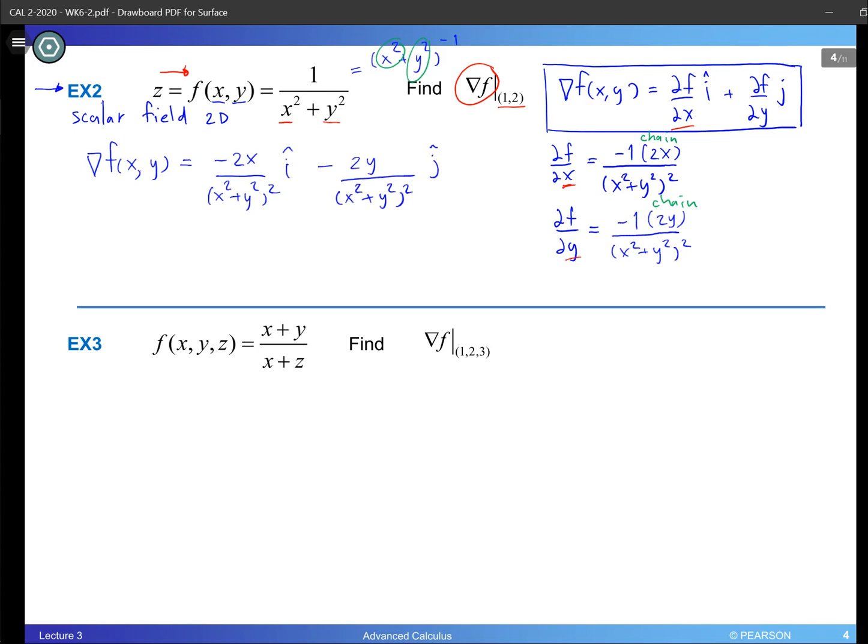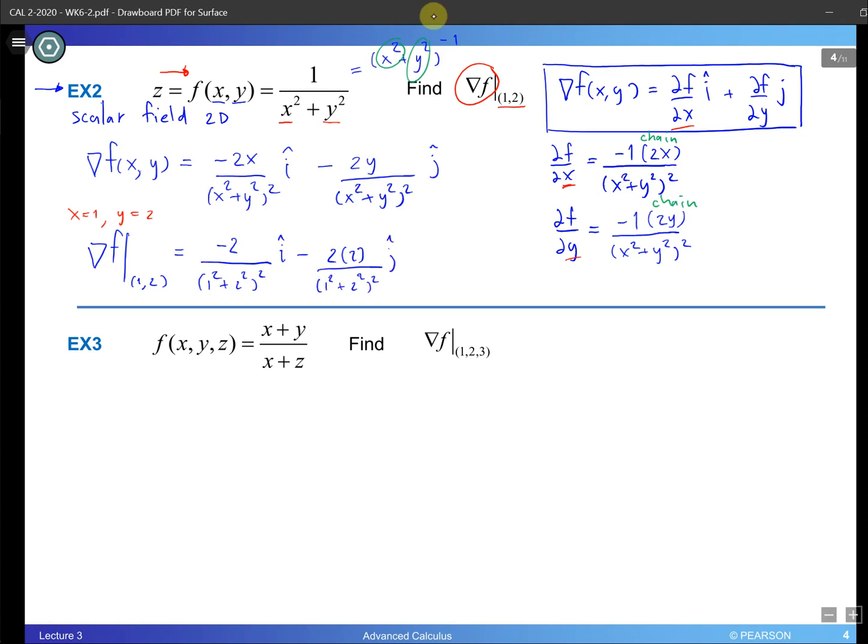Now we need to find this gradient vector at 1, 2. So all we need to do is to apply this x equal to 1 and y equal to 2 to this expression. So we can get this gradient vector of f at 1 and 2. It's going to be this. Okay, 1 goes in, I have this minus 2, and then 1 square plus 2 square, and then we have square at the end, i, minus 2, y equal to 2 this time, so this divided by the same term, 1 square plus 2 square, and square at the end, j.